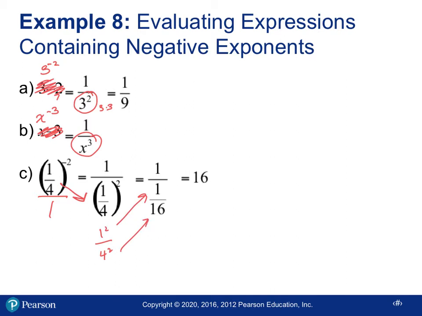And then remember, when you divide a fraction by a fraction, it's the same thing as multiplying by the reciprocal. So if you have 1 all over m all over n, it's the same thing as 1 times the reciprocal. And that's what you have here, because this becomes 1 times 16 over 1. And that's how you get just 16.